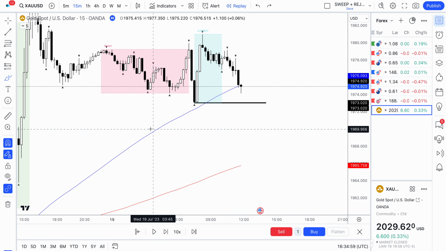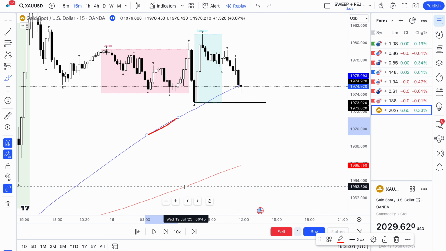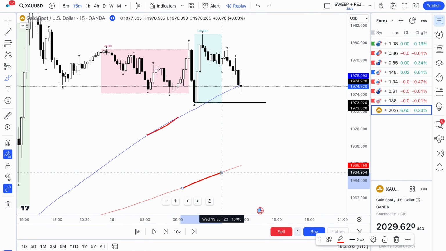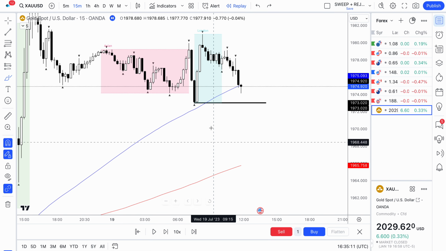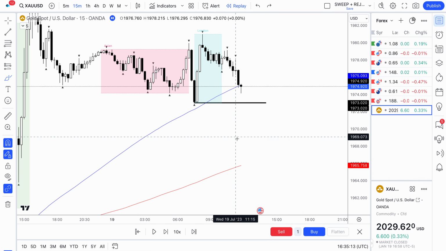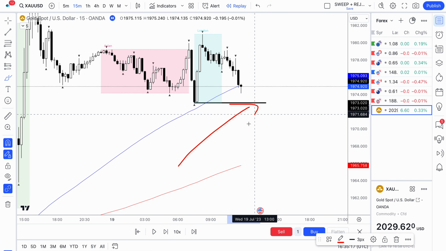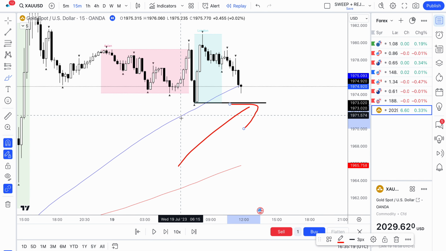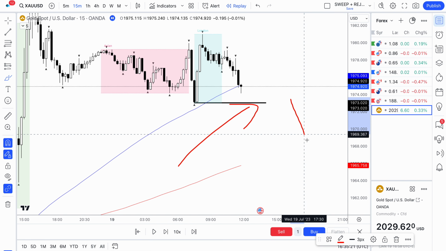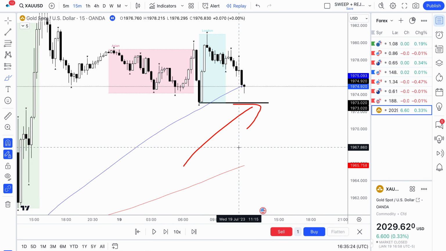When the blue one is above the red one, that indicates that we are in a buyer's market. Therefore, price is more likely to trend to the upside. It's as simple as that. And it's vice versa. So blue above red, you're looking for longs. Red above blue, you're looking for shorts. In this example, we're looking for longs.